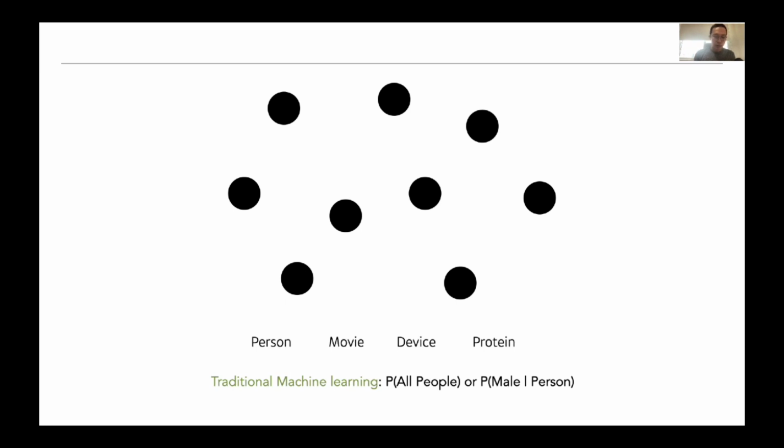Or we try to maximize the probability of the person's observation. So we can model people's behavior by just maximizing the probability over all people. We use this probability in a generative model, for example. Anyway, within the traditional model, we don't assume they have some dependency.